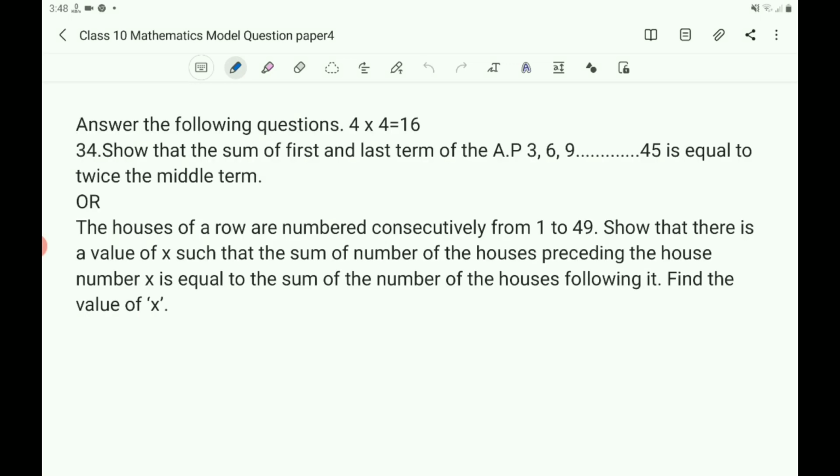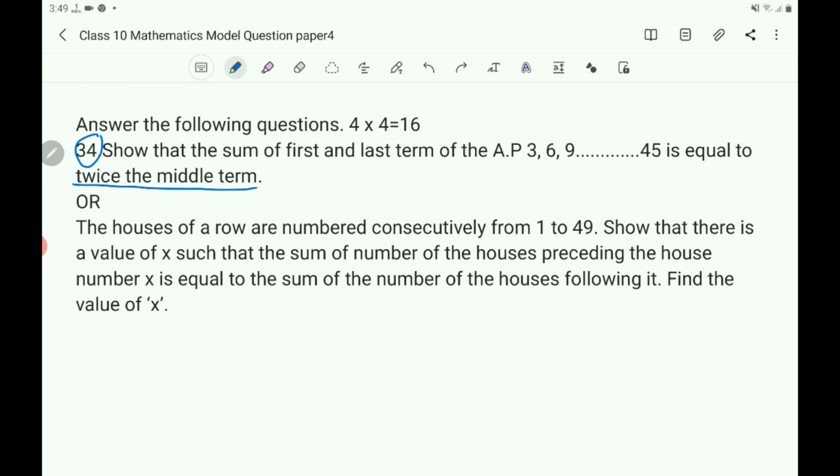Now let us come to the 4 marks questions. Question number 34. What is that question? Show that the sum of first and last terms of the AP 3, 6, 9 and so on to 45 is equal to twice the middle term. Here we have to show that the sum of the first and the last term of this AP is equal to twice the middle term of this AP.